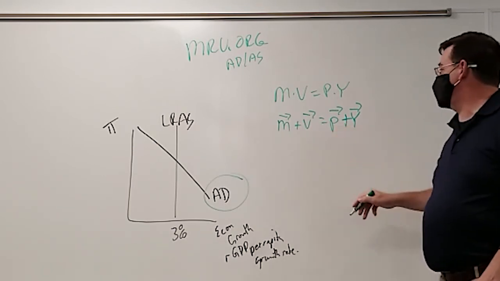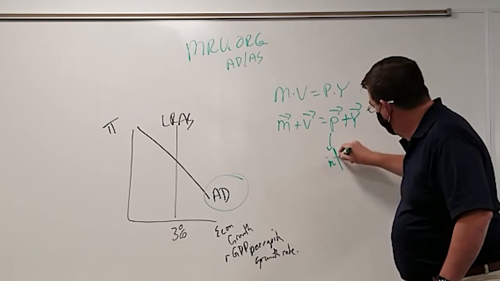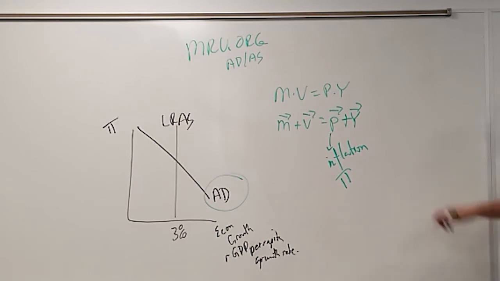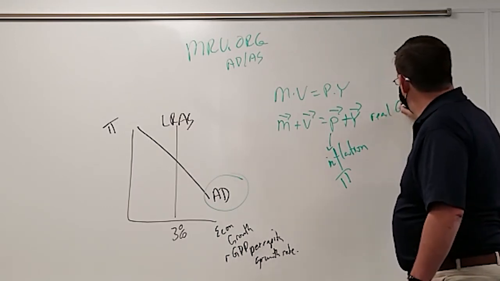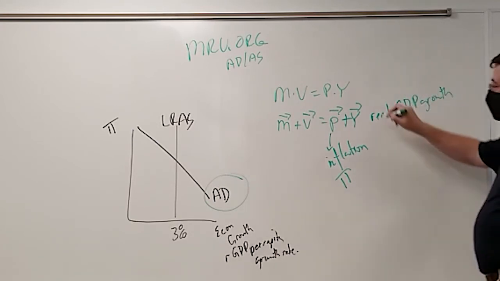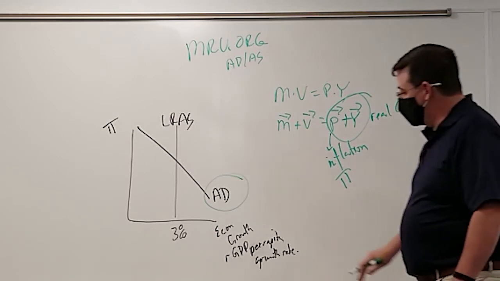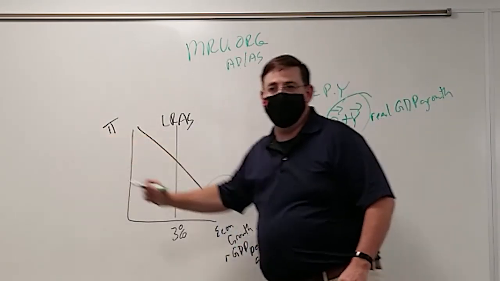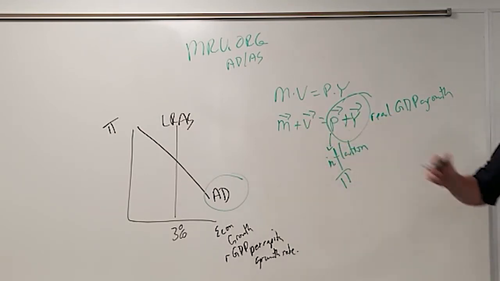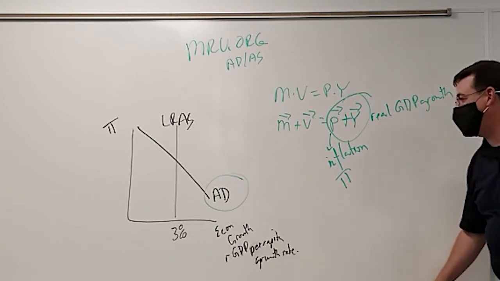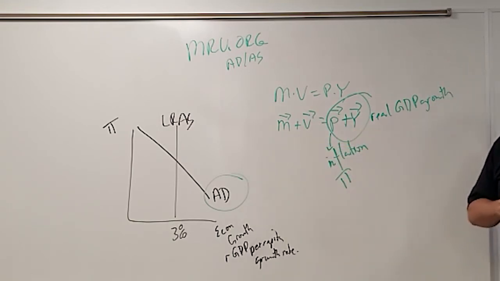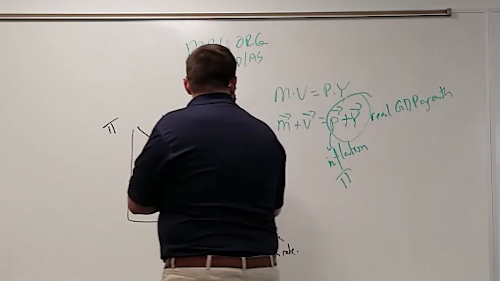Now the change in price, this is inflation, or pi. And the change in output is real GDP growth. So then, P and Y are the variables that I have put on this graph. Rather, real GDP growth and inflation are the variables that I put on this graph. In that case, what can I say about the change in money plus the change in velocity? That is captured in aggregate demand.